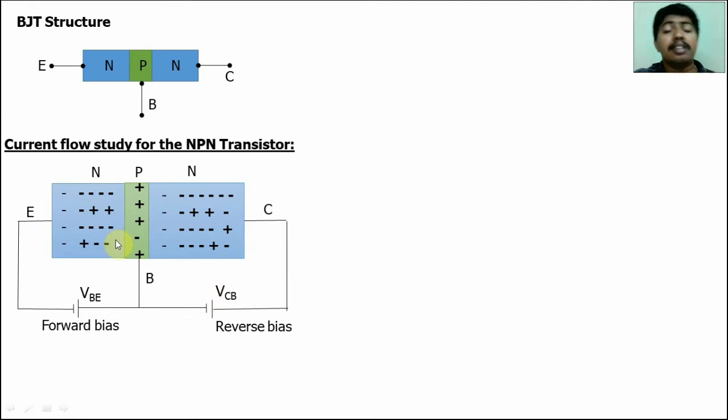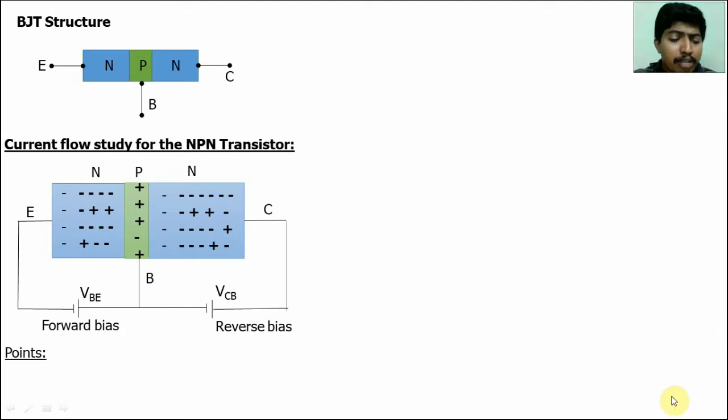For the NPN transistor, to make the electrons and holes flow, we have to apply forward bias in the base to emitter region, and reverse bias in the collector to base region. Then only the transistor will be in the active region. Active region means electrons and holes will be moving.